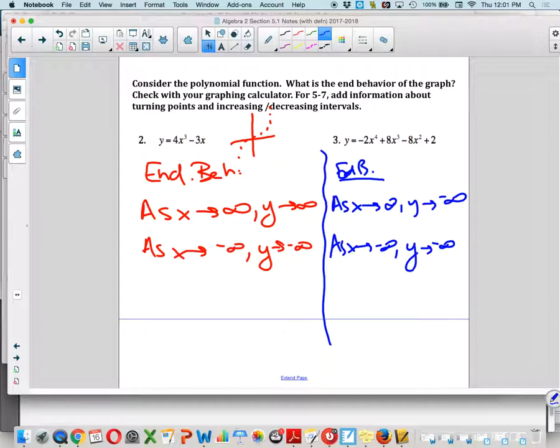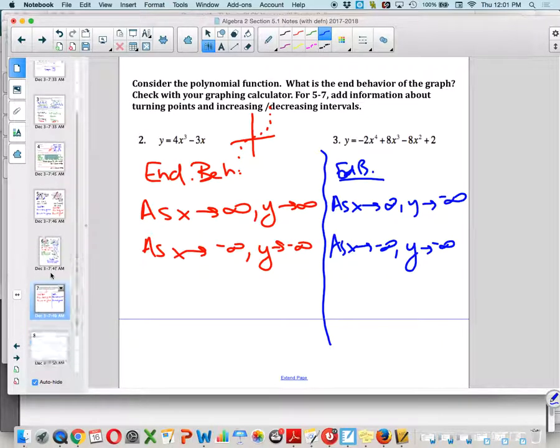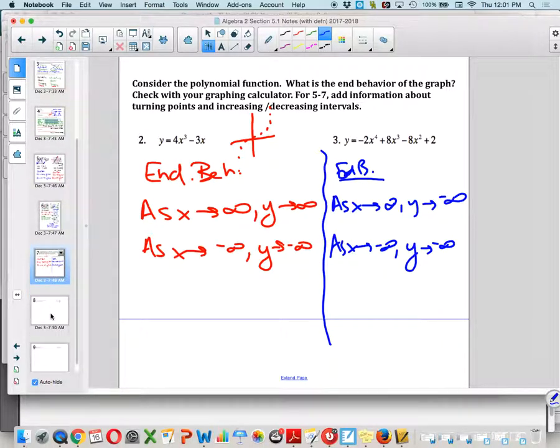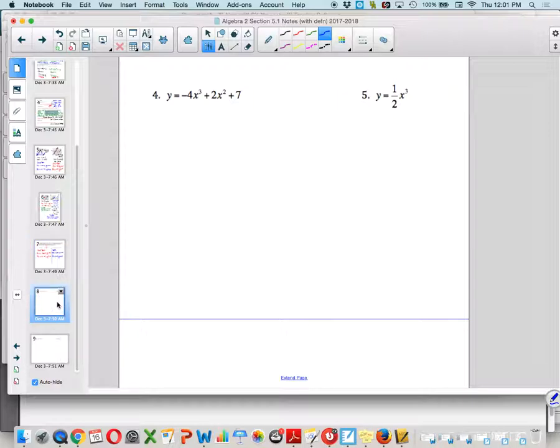This is a quartic. When I take any number and raise it to the 4th power, it will become positive, but that negative 2 is causing it to go down. When I take a negative number, raise it to the 4th power, it becomes positive. Multiply by negative 2, it will go down. So the key there is starting to recognize the impact the power has on the end behavior and the impact that coefficient has on the highest power, also known as the leading coefficient. Now the directions say here for 5 and 7 add information about turning points, increasing and decreasing. And that's where we're going to start on Monday.